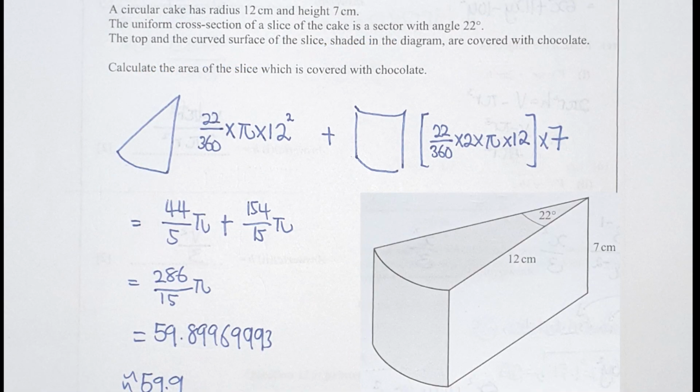Section B, calculate the area of the slice which is covered with chocolate. They already give you the sector, which is a sector of 22 degrees. So 22 over 360 times pi times 12 squared, plus the curved side, for which we use the arc length formula, hence 22 over 360 times 2 times pi times 12, multiplied by the height of 7. So we get 286 over 15 pi, which translates into 59.9 cm squared.